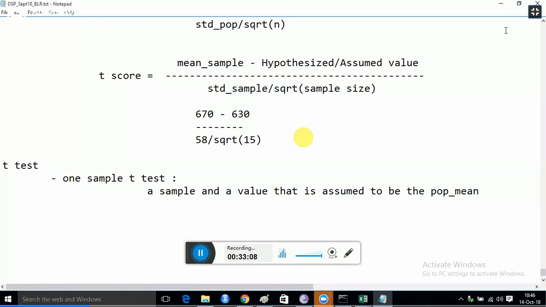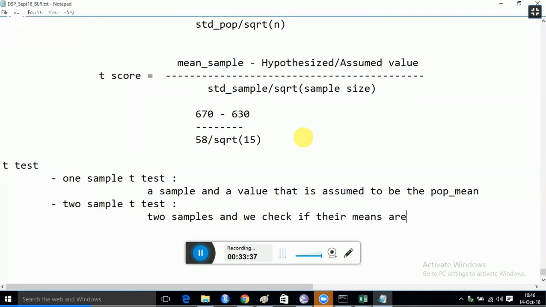In case we have two samples, that's a two sample t-test. I'll come to that. Siddharth, just hold on. We have this two sample t-test. So we have got two samples and we check if their means are equal or not.